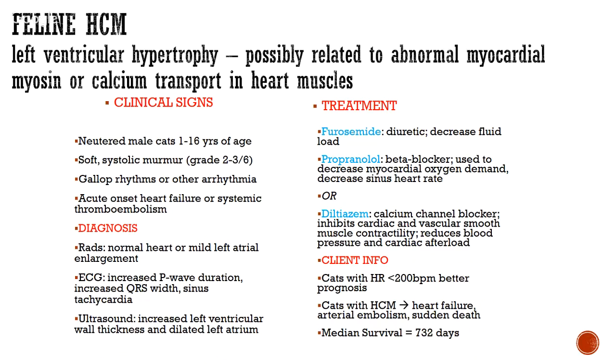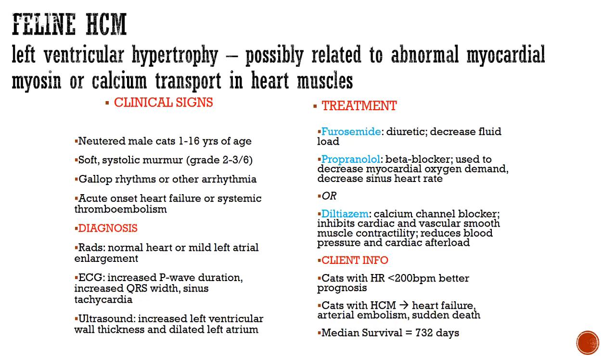We can do an x-ray, but almost all the time when we see a hypertrophic cardiomyopathy, we have a normal heart. The thickening of the ventricle is happening on the inside, and we cannot see the inside of the heart on the x-ray, but we can see it on ultrasound. So if we see it on ultrasound, that is our diagnosis. An EKG sometimes will show us that we have an increased QRS width with a sinus tachycardia. So there are some signs that we might be able to see without an ultrasound.